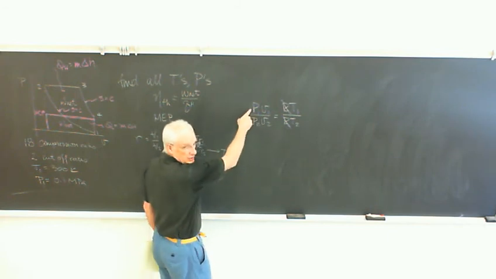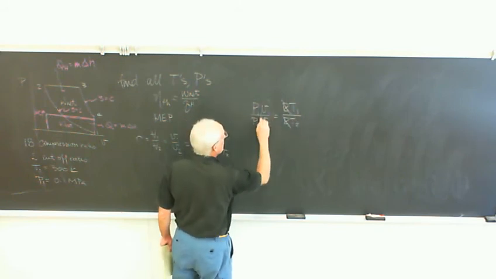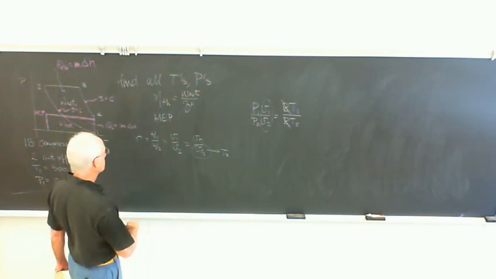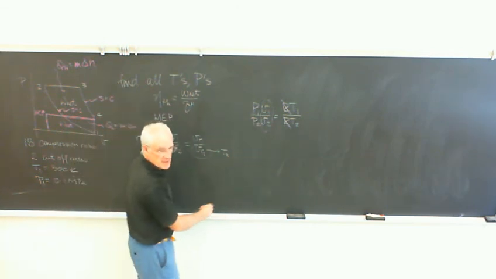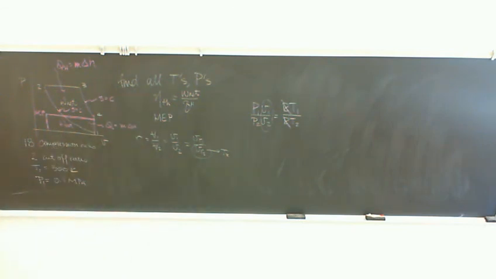You've got that pressure. You've got those two temperatures. And you've got that ratio. That's just R, P1. So the only thing left is P2. Okay, I just found it. I did the same thing. We're assuming ideal gas for these air standard cycles.